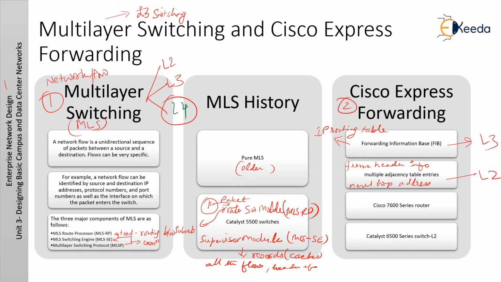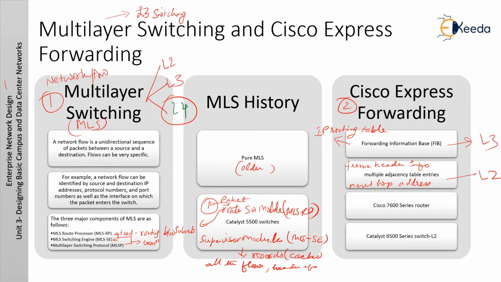Cisco Express Forwarding can be enabled on a router like the Cisco 7600 series router, or on a switch with layer 3 functionality like the Catalyst 6500 series switch. So these are the important things associated with multi-layer switching and Cisco Express Forwarding.